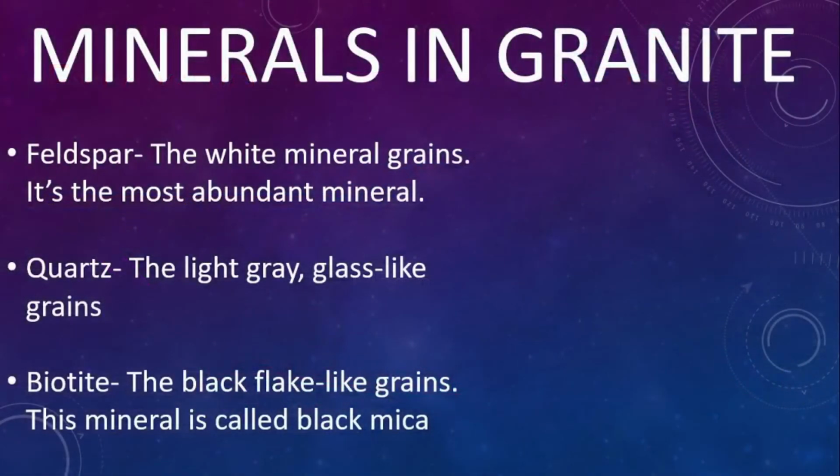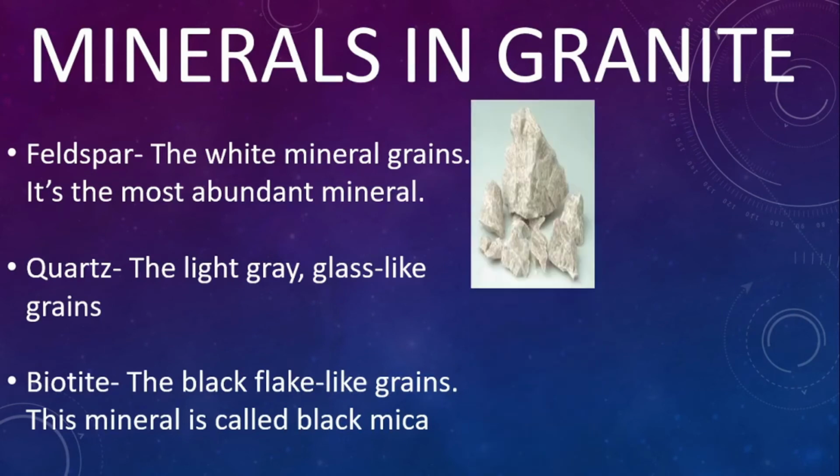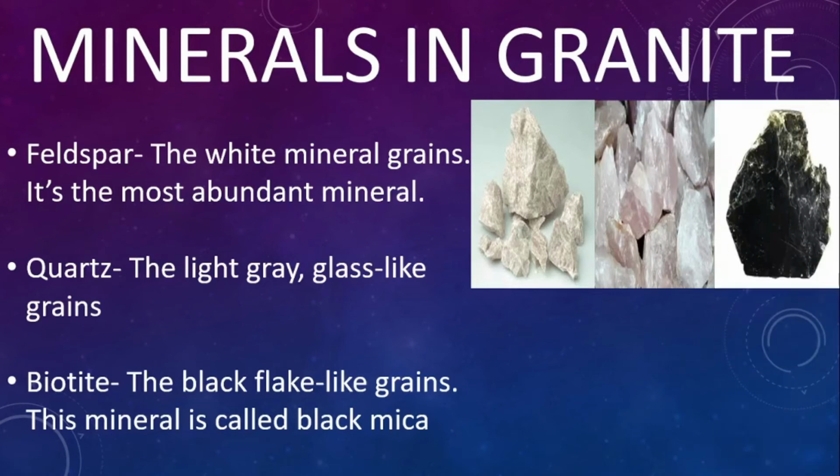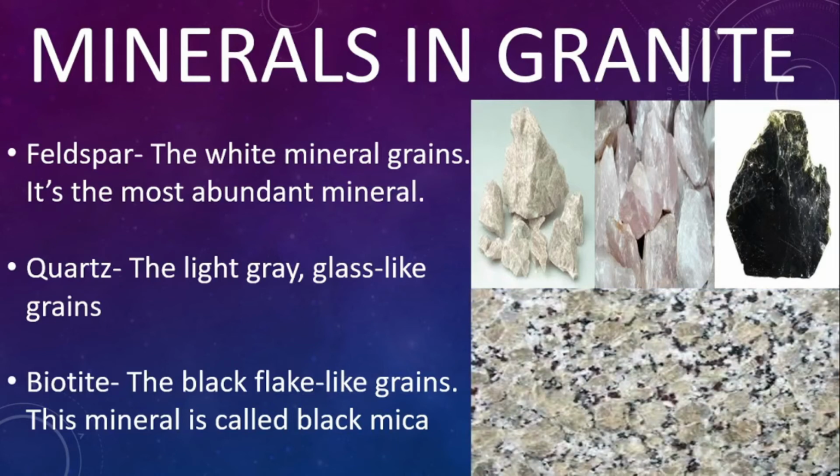Some minerals in granite. Feldspar: the white mineral grains, it is the most abundant mineral. Quartz: the light gray glass-like grains. Biotite: the black flake-like grains, this mineral is called black mica.